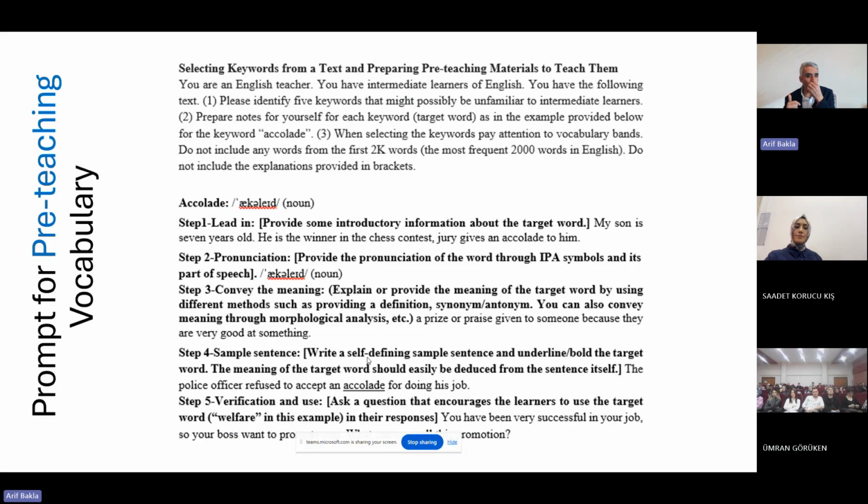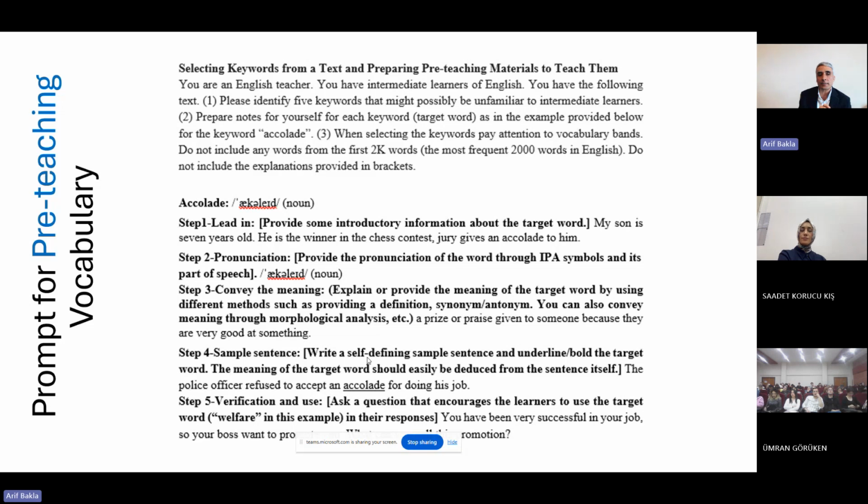Now, I gave a prompt to DeepSeek again, and in this prompt, I specified everything. Selecting keywords from a text. First, do you remember our sample text? The 1-page length text? From that, I wanted the AI tool to choose keywords, the first task. And I also assigned a role to the AI tool. You are an English teacher. You have intermediate learners of English. Again, setting the scene. Remember, setting the scene is important.